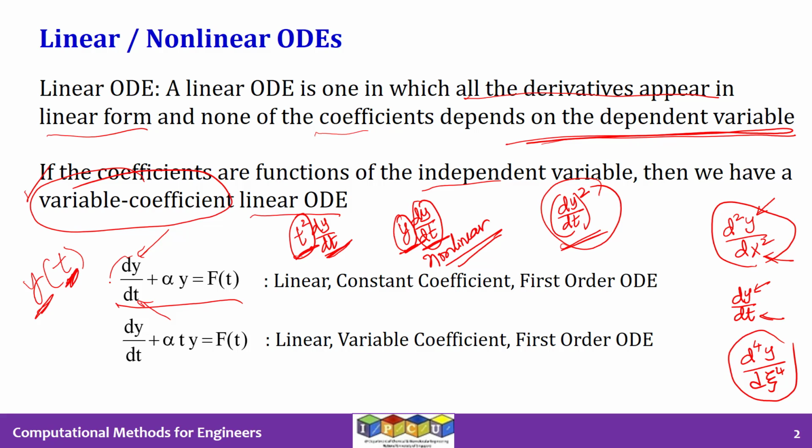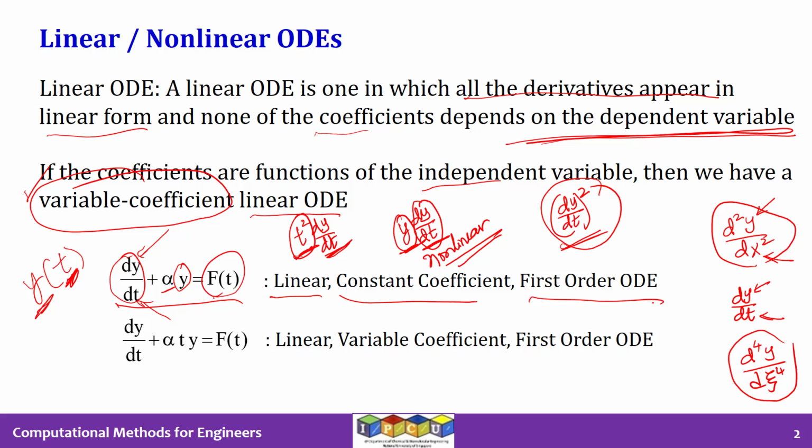So dy by dt is a first order derivative. The coefficient is 1, so that's fine. Y is the dependent variable. Its coefficient is alpha, which is a constant, no problem. The right hand side is a forcing function f, which is a function of the independent variable t. So each term there is linear and the coefficients are all constants. Therefore, we call it linear constant coefficient first order ODE.